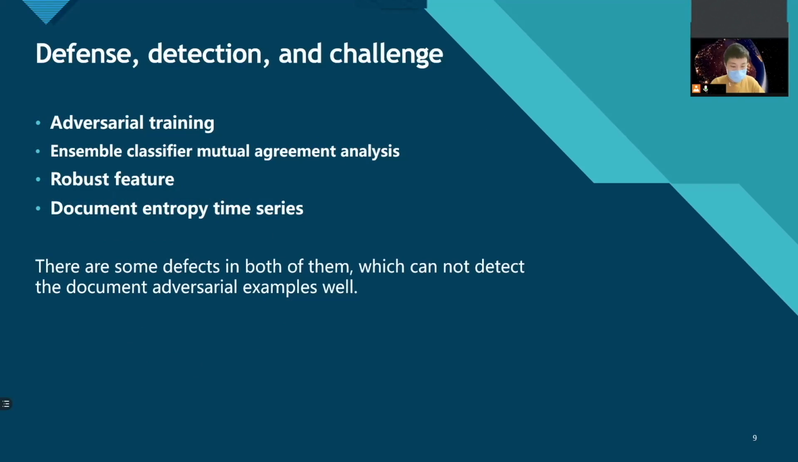One immediate strategy to defend against adversarial examples is adversarial training, but it can only be used to reinforce existing systems. There are also ways to deal with adversarial examples in terms of document detection, such as ensemble classifier, mutual agreement and license, robust features, and document entropy time series. Unfortunately, they all have fatal shortcomings.